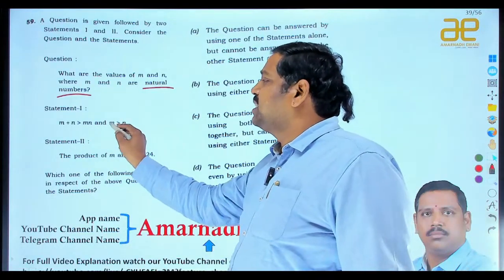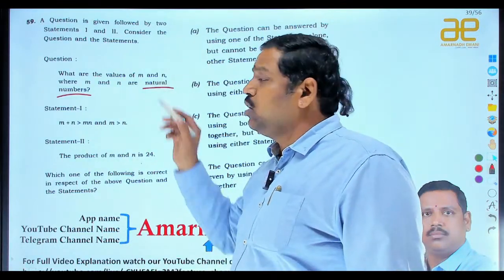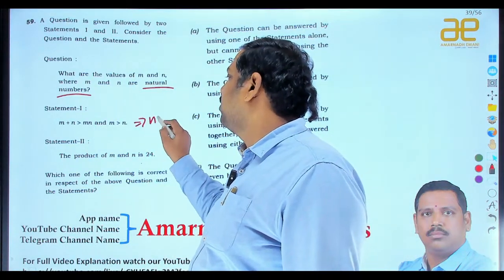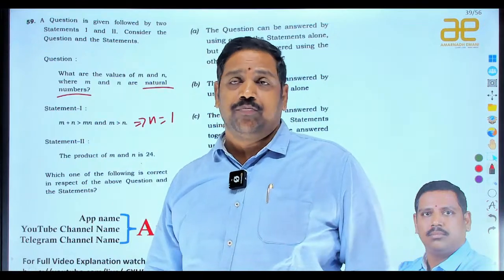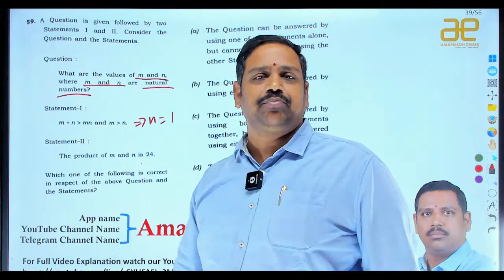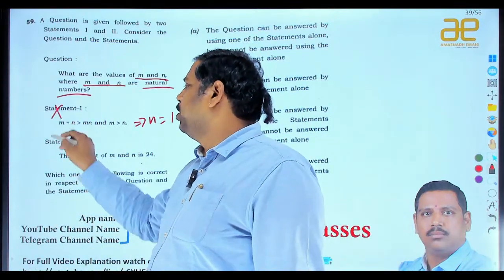So he said that m is greater, right? And all are natural numbers, which start with 1. So the smaller number is 1, which means n is 1. But I don't know the value of m. He is asking not only n, he is asking both m and n values. So from this I am unable to answer.